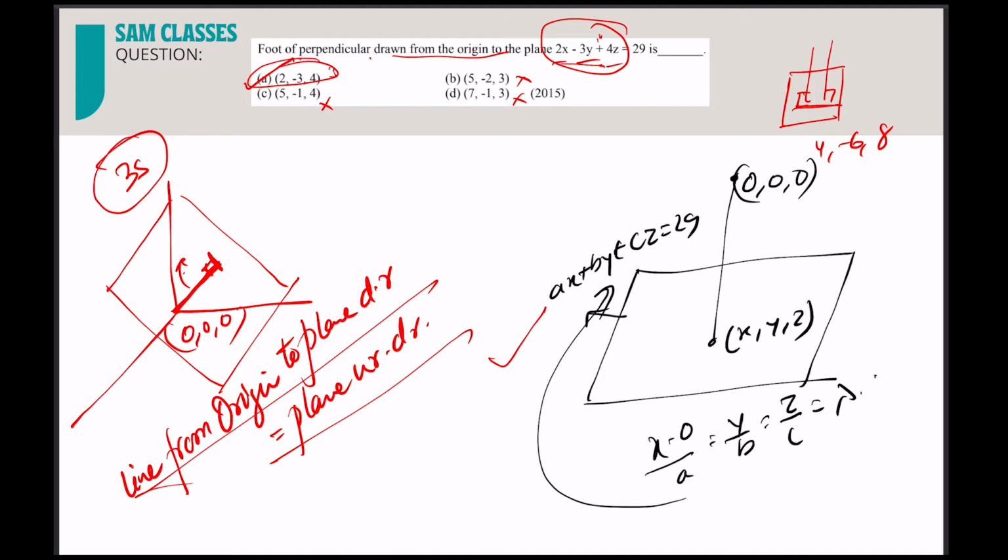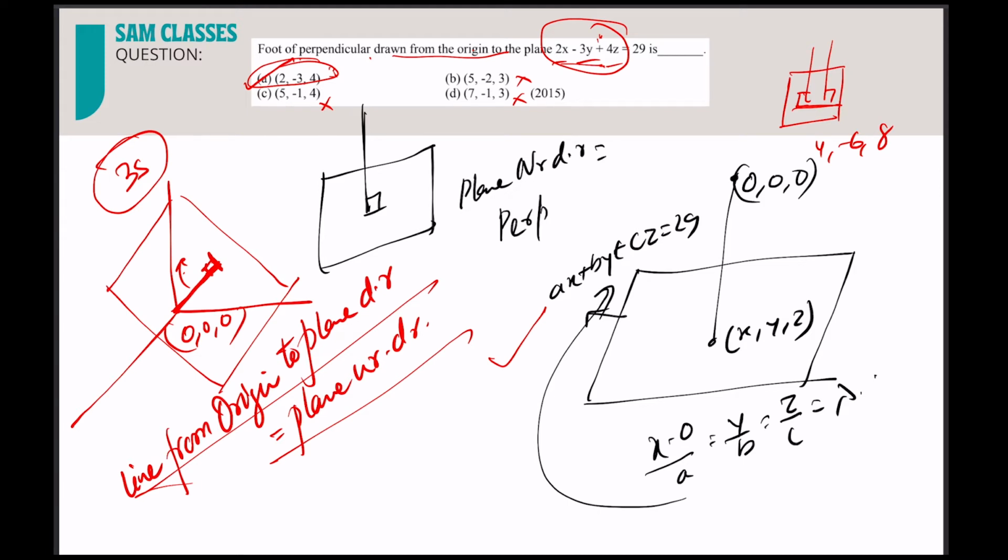But the best and easiest method is always to go with this. You know, foot of perpendicular: the plane's normal direction ratio will be the same as the perpendicular from the origin.